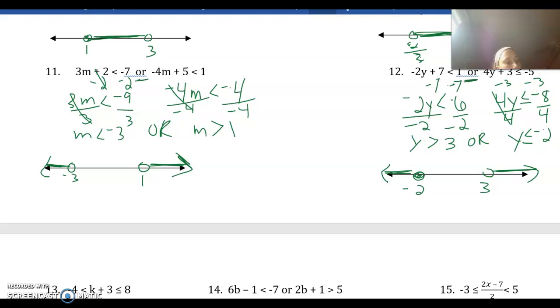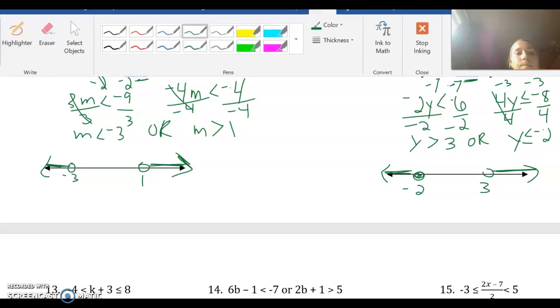I'm going to skip 13, 14, and 15 right now. You guys can do those if you finish the notes early today.